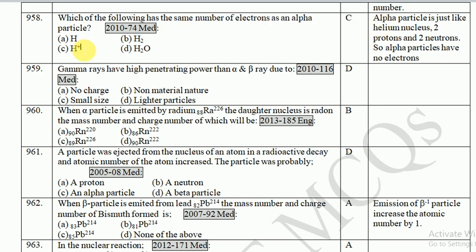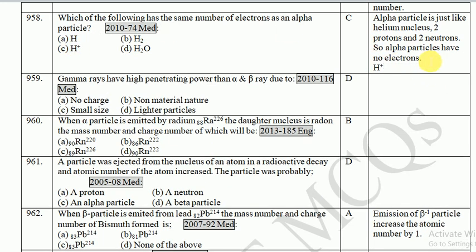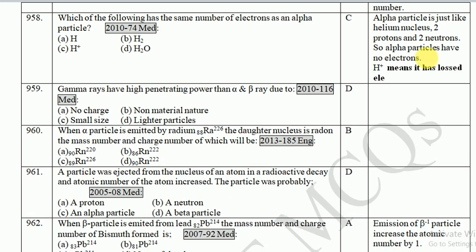In this case hydrogen is H plus. H plus means H positive, so option C, H positive, means it has lost its electron. So as it lost its electron, no more electrons are present in it. So an alpha particle has no electrons, and H plus also contains no electrons. So both have the same number of electrons, meaning both have 0 electrons.